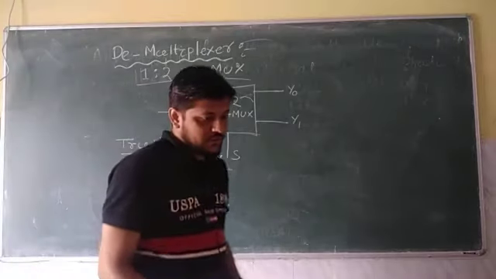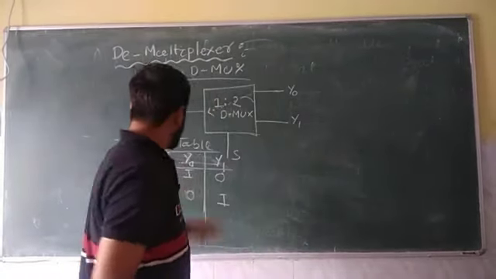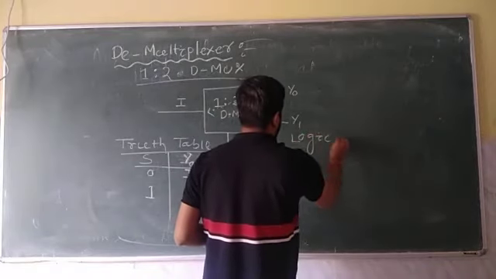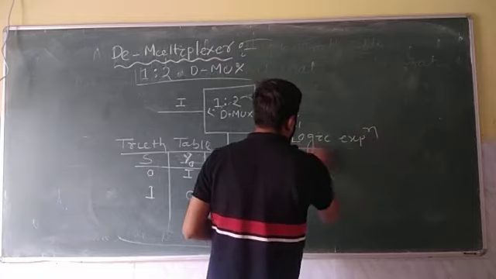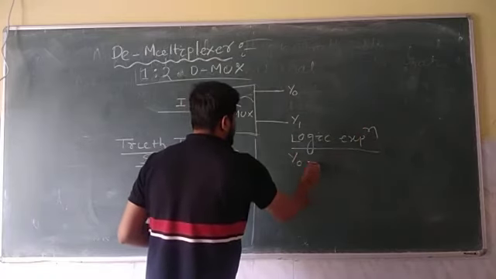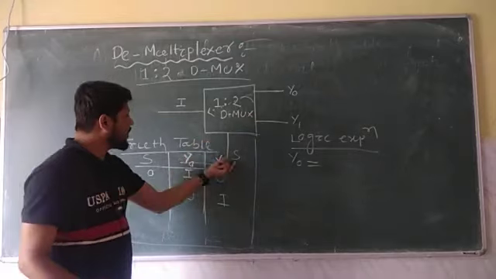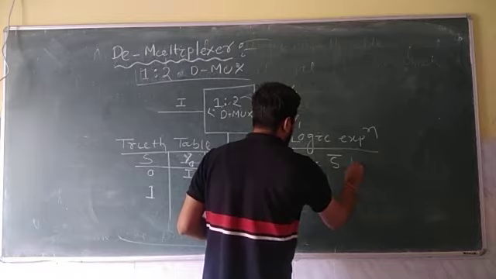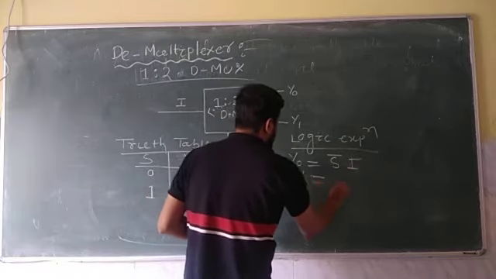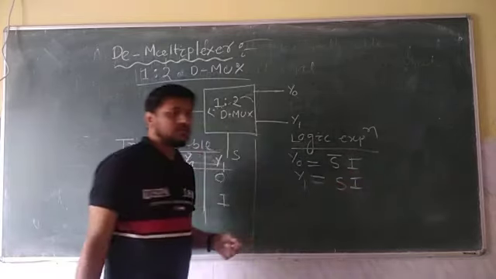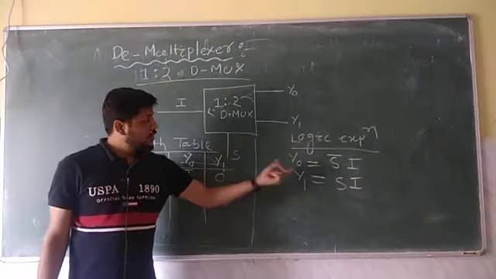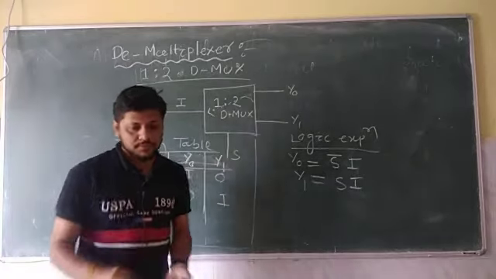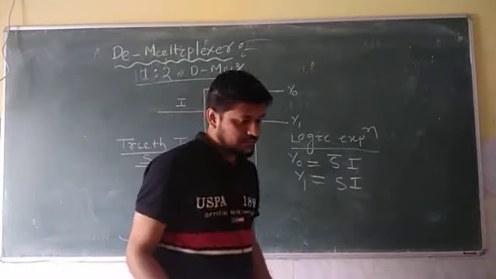Now we will write the logic expression. We have two outputs, and the output is always represented by the selection line and the input. So Y0 is equal to S bar into I, and Y1 is equal to S into I. These are the two outputs. Now we will build the circuit by looking at this logic expression. Basically this is an AND gate.